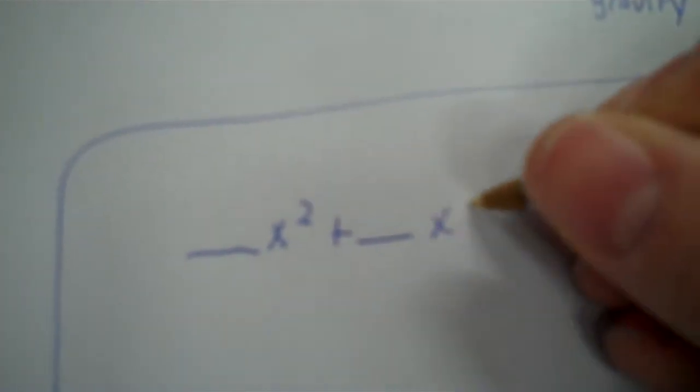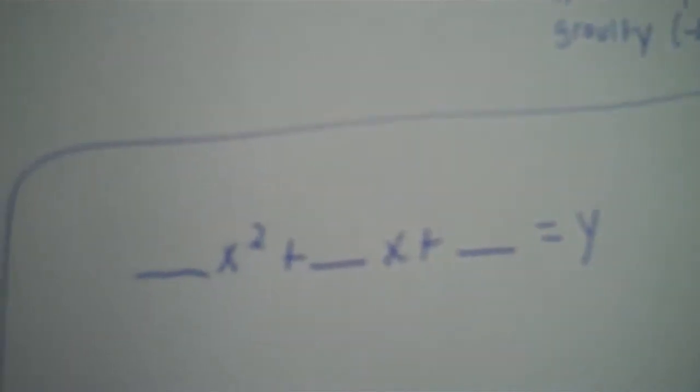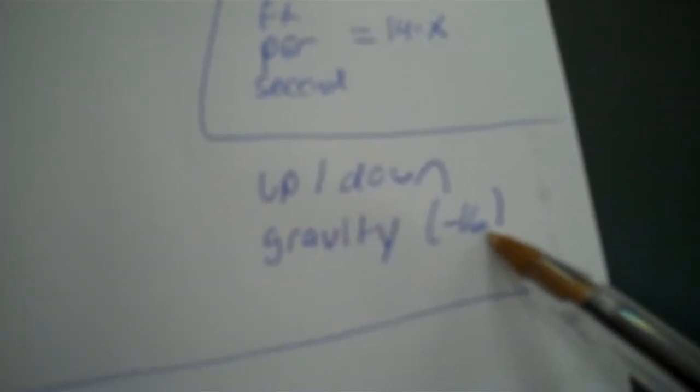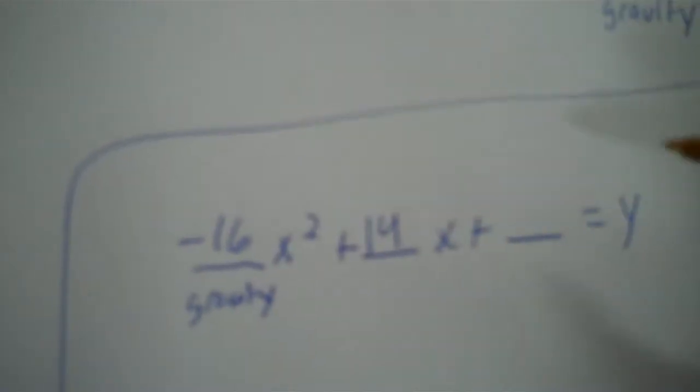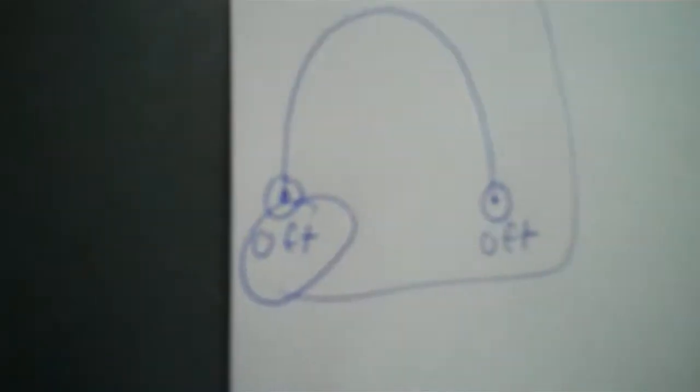Now this is how you write an equation from a parabola. That's where x squared, x, and the constant come into play. Then you're going to put equals the letter y. Now x squared is filled in with this gravity term, -16. That's your gravity. This is filled in with your feet per second, 14. The rate, just put the rate. This is filled in with where he started, which would be 0.